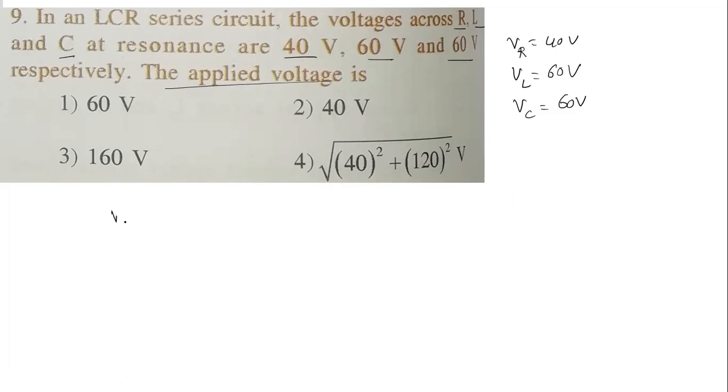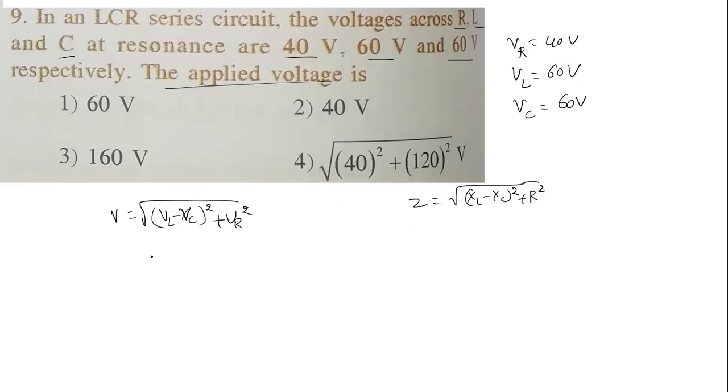Then the applied voltage is what we need to find out. Applied voltage, again the formula is what now? V is the applied voltage, which is the square root of VL minus VC whole square plus VR square. Like the impedance we derived: square root of XL minus XC whole square plus R square, right?